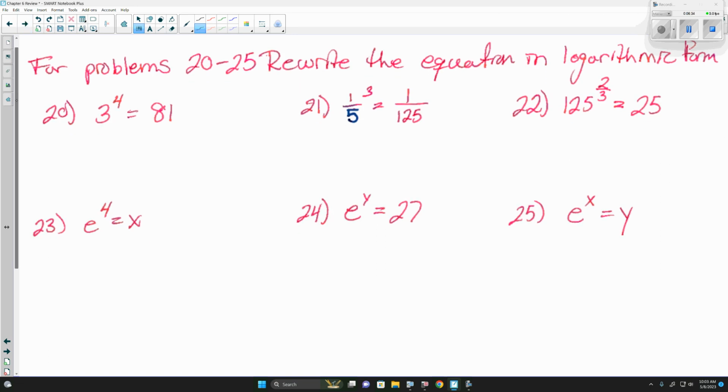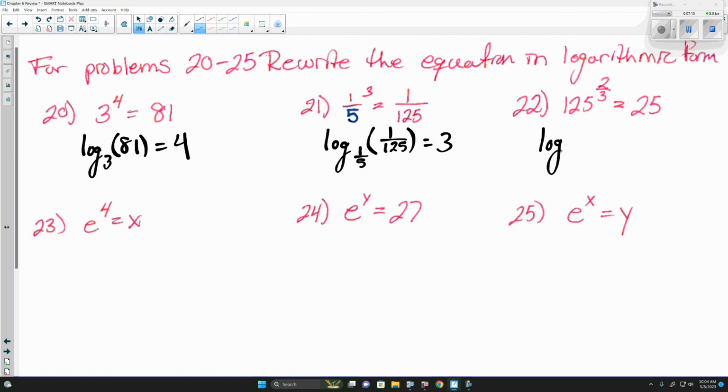Rewrite each equation in logarithmic form. So how would we go about this for 3 to the 4th is equal to 81? We'd say log base 3 of 81 is equal to 4. How about for the next one? It would be log base what? 1/5 of 1 over 125 is equal to 3. And lastly, we would have log base 125 of 25 is equal to 2/3. Yes.